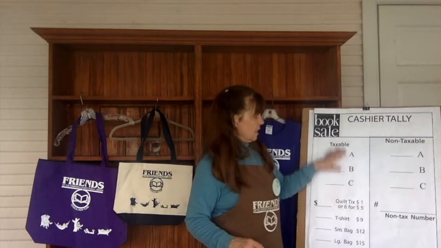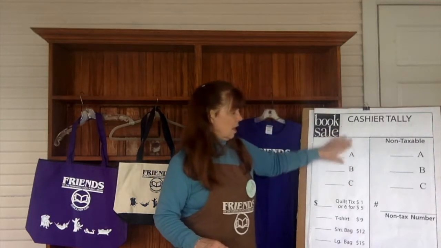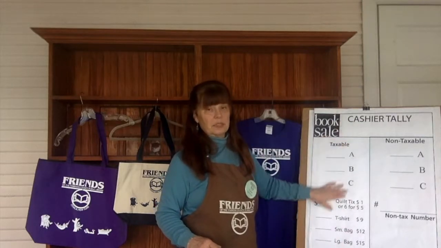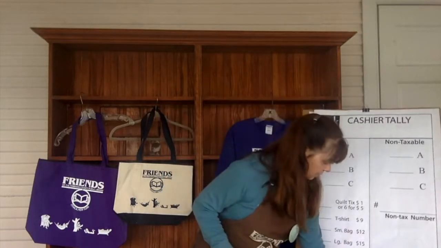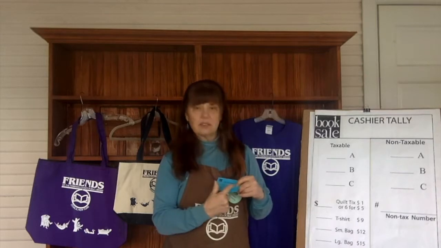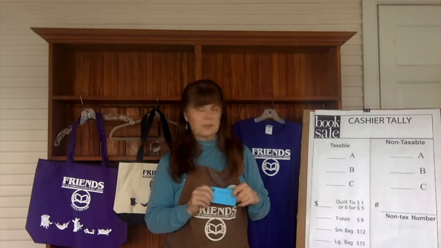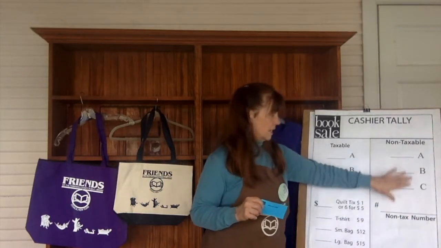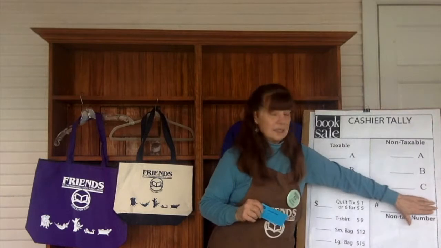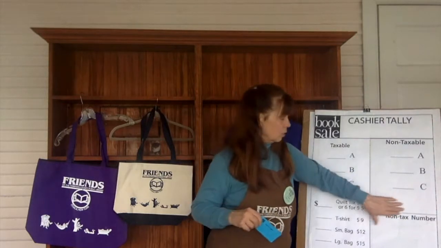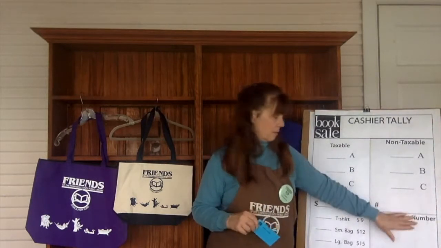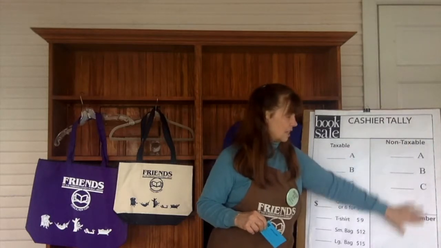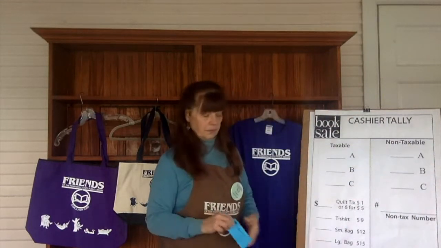Okay, so you're going to go A, B, C. Now, taxable. 99% of your transactions are going to be taxable. Someone presents you with a blue card that we issue. It has a little number on it that authorizes their non-tax. You'll use this side of your tally sheet for your A, B, and C, and you will write the number in from this card. You will write the number in right there. Okay. Non-taxable, taxable.